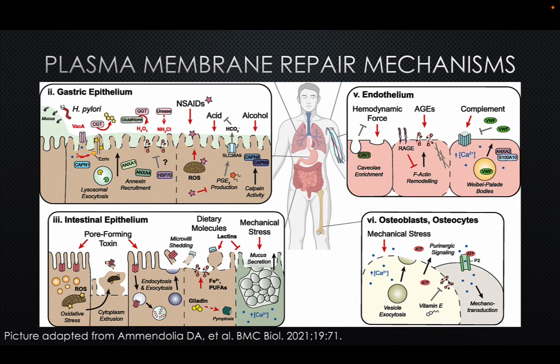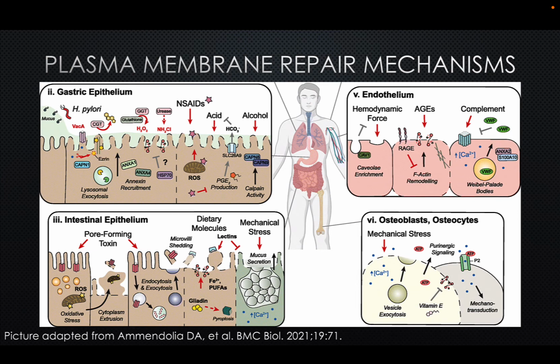Dietary lectins, which lead to microvilli damage, can inhibit mucus secretions in goblet cells. And that's really an important form of membrane resealing. So when that is not repaired right away, that can become a major issue.